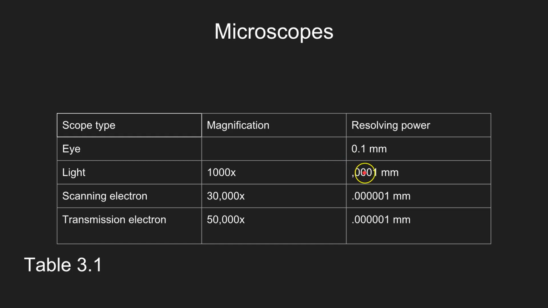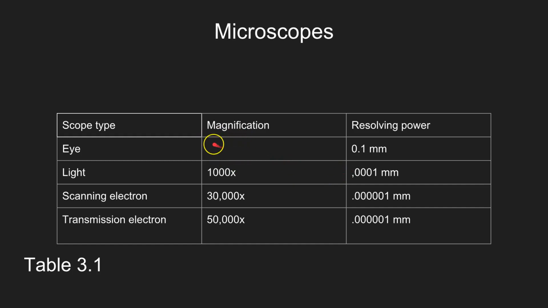So when you move up to a light microscope, obviously your resolving power gets a lot better. This should be a period, not a comma. Sorry, I'll just leave that there. When you get up to a scanning electron microscope, you are increasing that by 2 orders of magnitude, or 2 zeros beyond the decimal point. And when you get up to a transmission electron microscope, that number gets even smaller. You're able to tell the difference between two objects that are even closer together than with a scanning electron microscope.